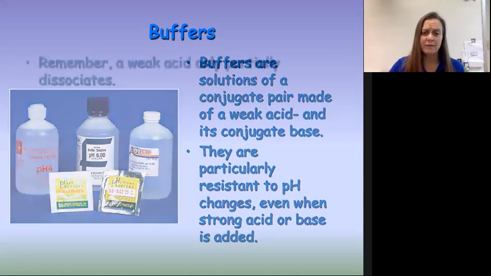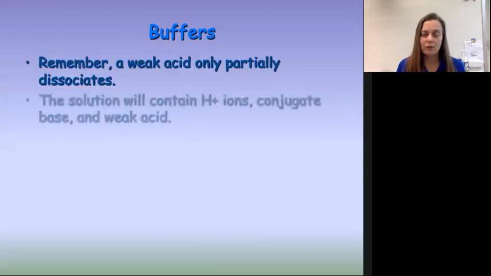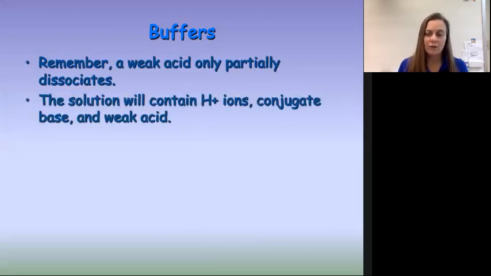So why does it have to be a weak acid or a weak base and its conjugate? It really comes down to the fact that a weak acid or a weak base only partially dissociates. So our buffer solution is going to contain hydrogen ions, but it's also going to contain the conjugate base, and it's also going to contain the undissociated weak acid.